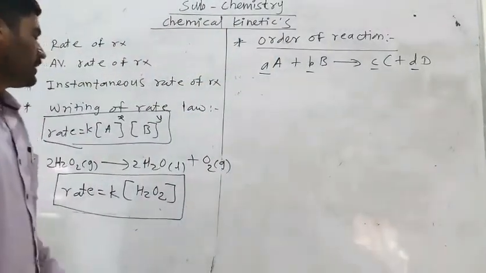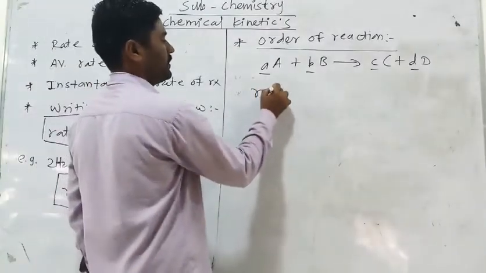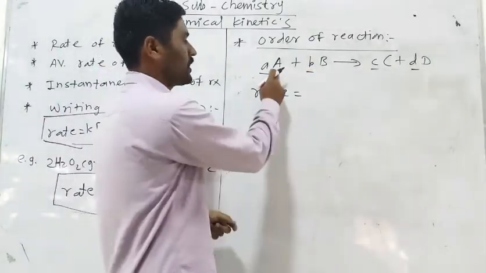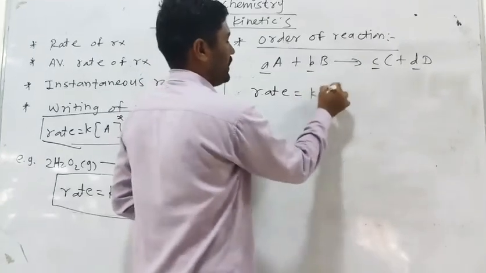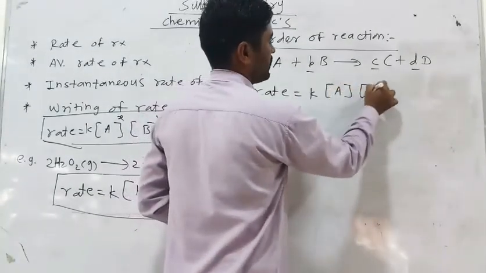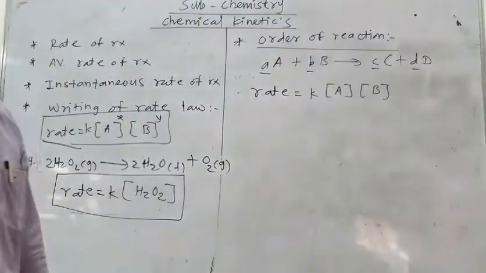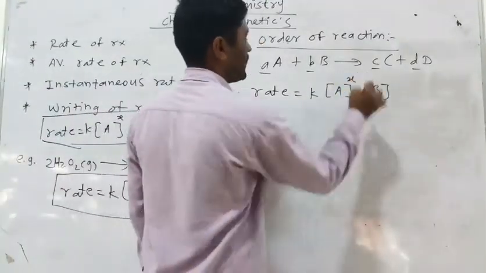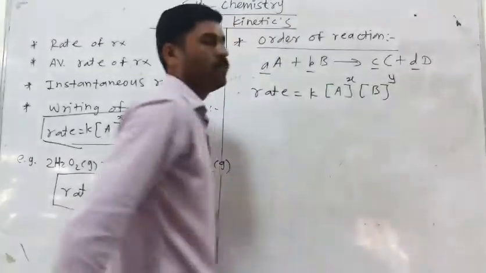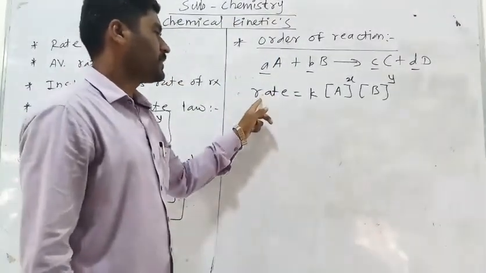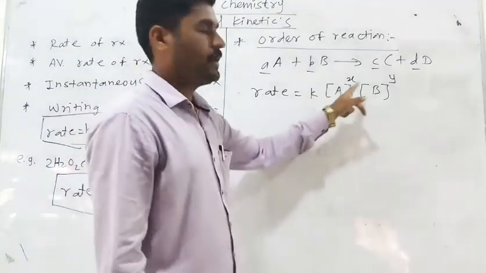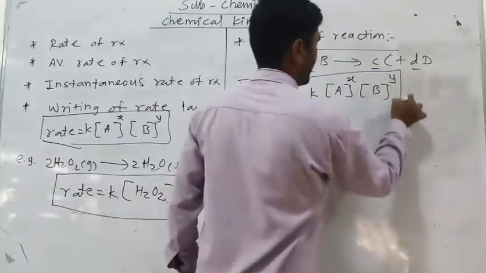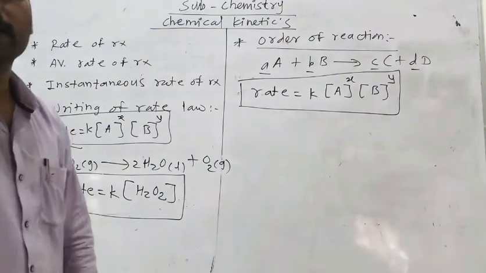If we write the rate equation for the given reaction, the rate again depends on the concentrations of the reactants, here A and B. Rate is K into the concentration of A into the concentration of B. We know that the powers of the given reagents are X and Y. The rate equation becomes: rate is equal to K into the concentration of A raised to X into the concentration of B raised to Y. So that is the writing of the rate equation for the given reaction.